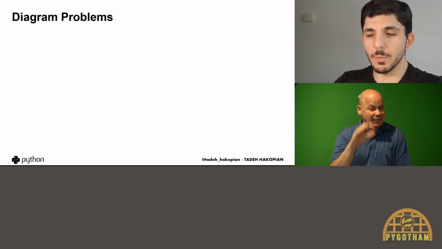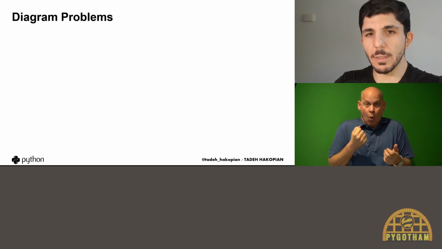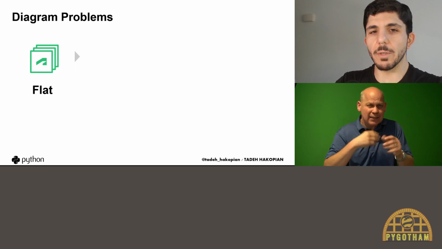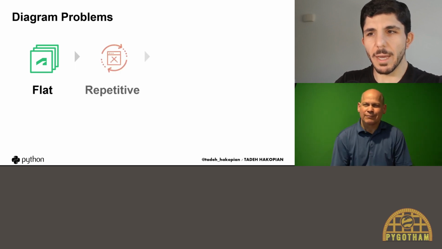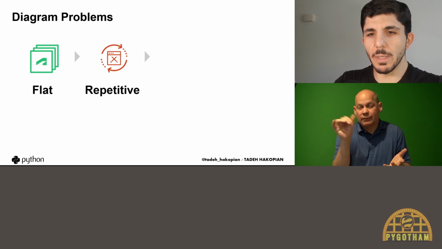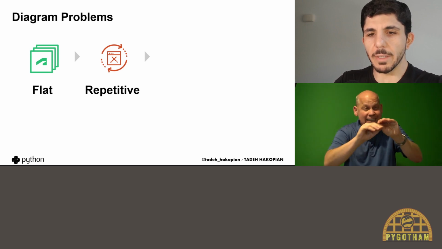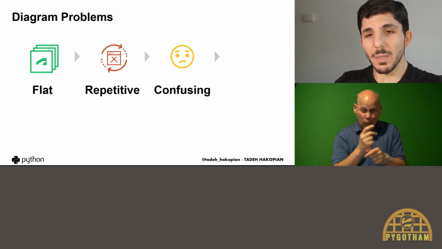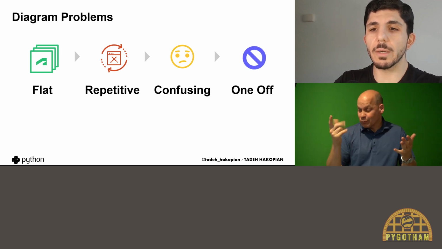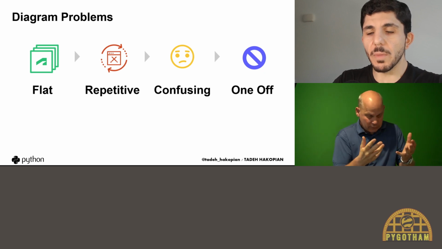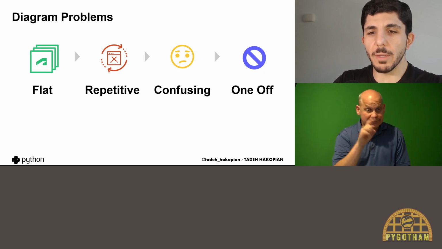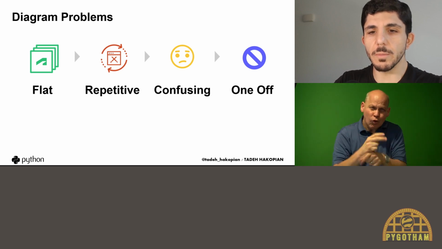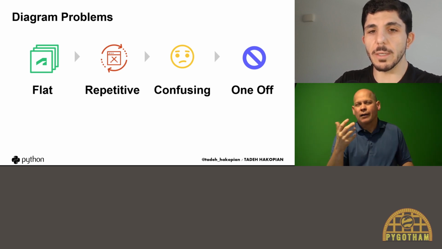Common problems we see in diagrams hold us back, and that includes flat, uninspired diagrams that don't really have a structure to them, repetitive examples where they don't have a lot of variety and clarification in what's going on, confusing diagrams that are hard to follow, and one-off patterns where diagrams might be done as a single effort without any kind of templatizing or systematic approach. That makes it hard to be repetitive and create a kind of style guide.